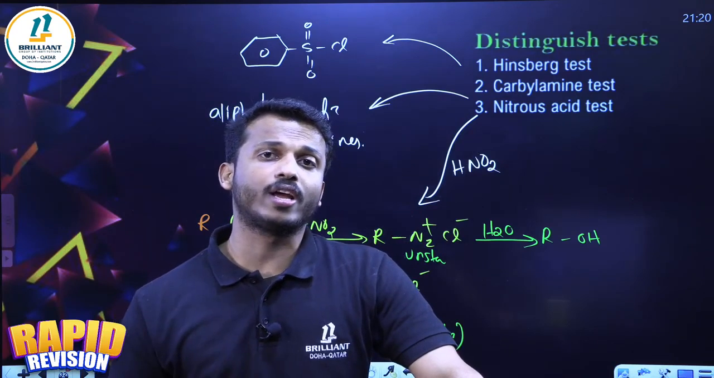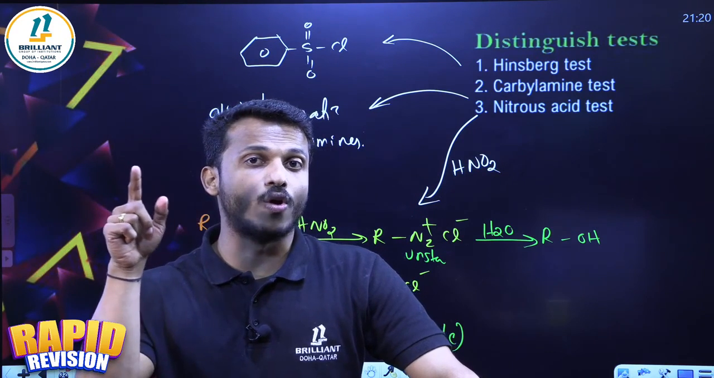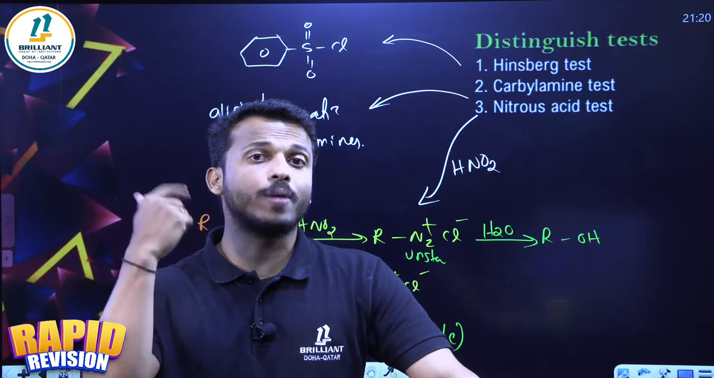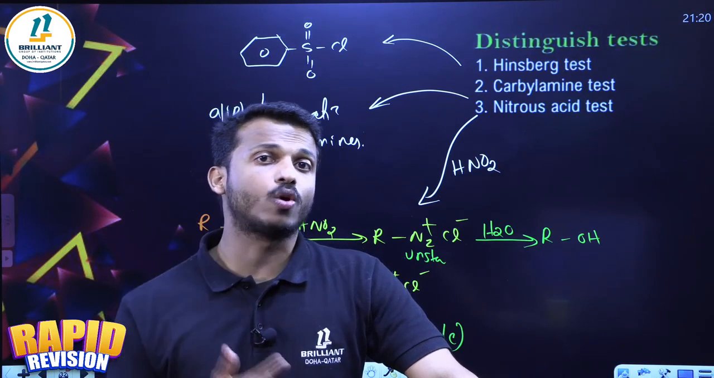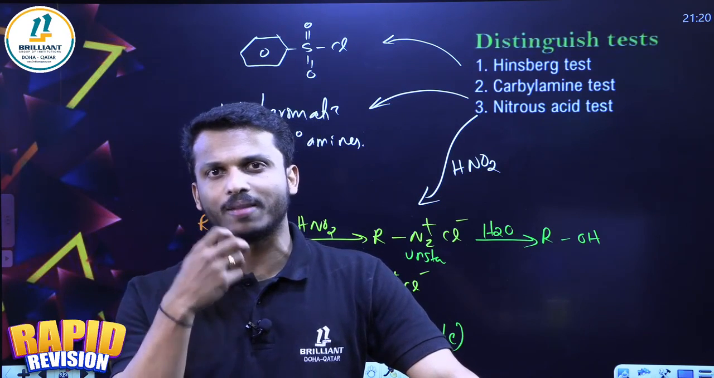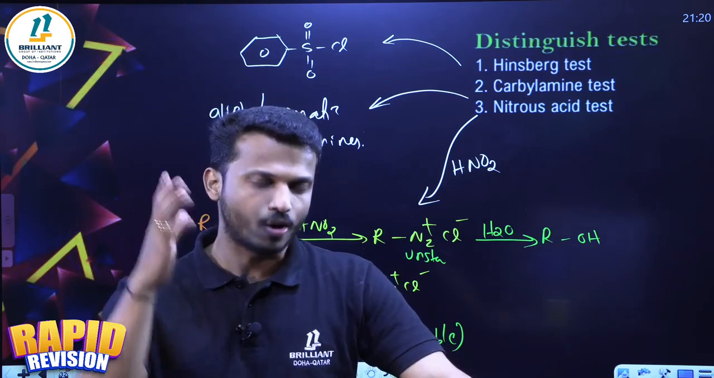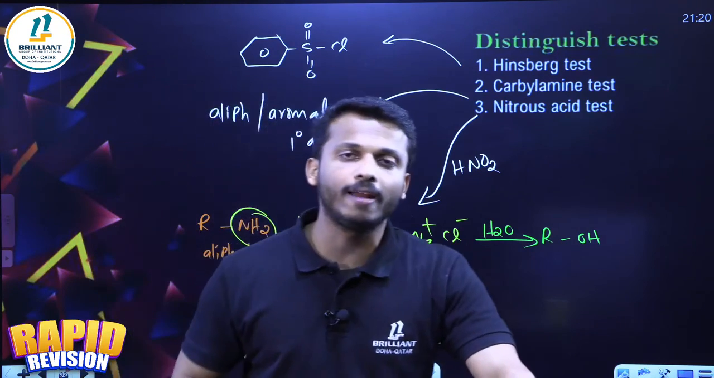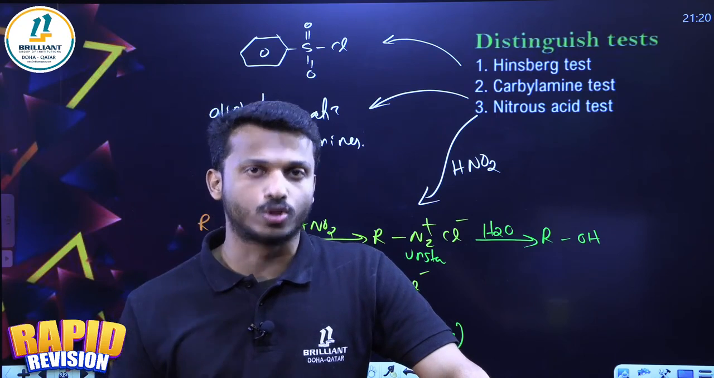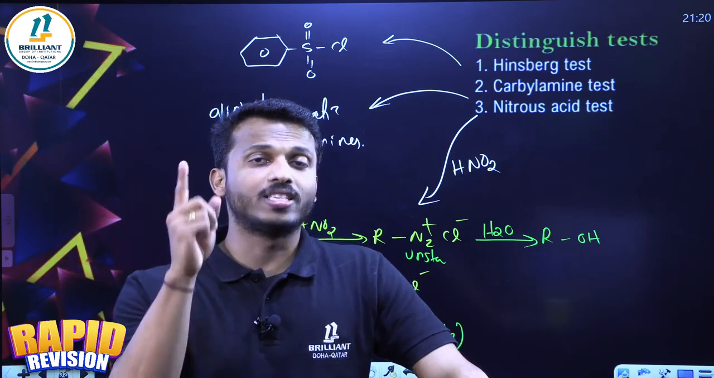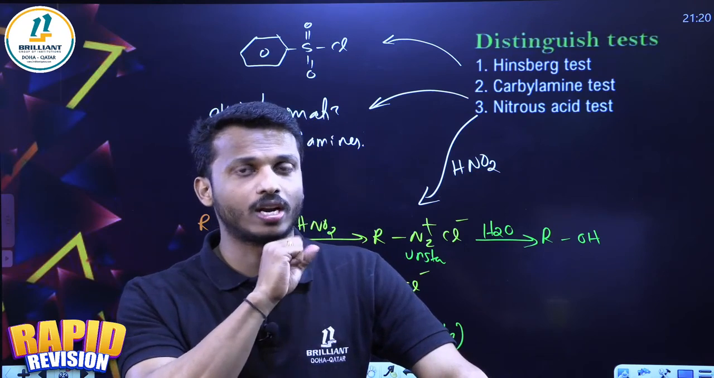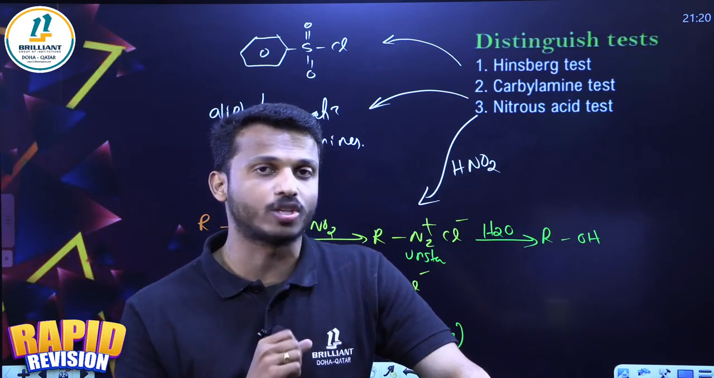How can you bring fluorine, dear all? Treating with HBF4, fluoroboric acid. How will you bring alcohol, dear all? Warm water. How will you bring benzene? I think it is better to discuss with some questions, right? Okay, questions are ready. And one more thing, dear all, please don't forget to study the coupling reaction also. In the coupling reaction, benzene diazonium treated with phenol gives the orange red color, that dye formation will happen.